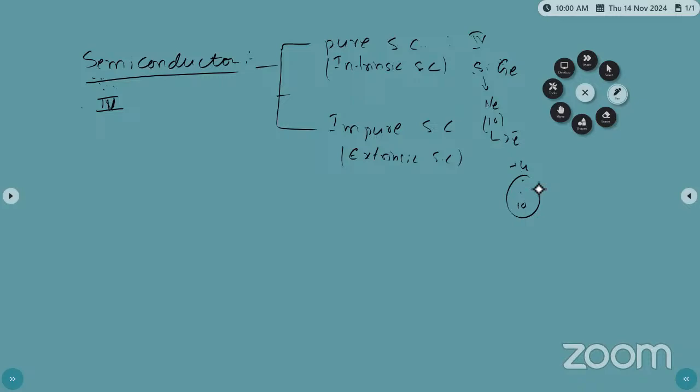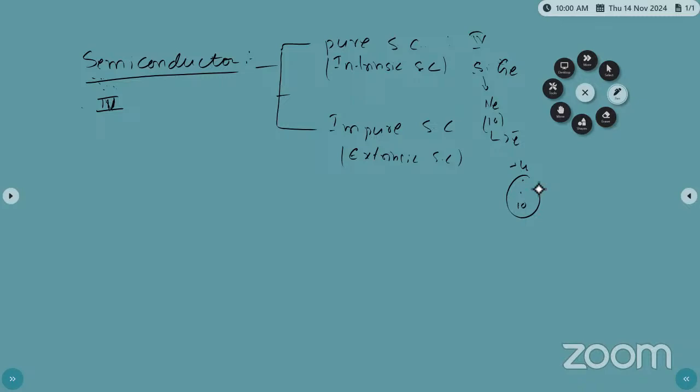Which allows the flow of electrons. We'll get the shock. How are we getting the shock? Electrons are flowing from that way to our body. So that's why we are getting the shock.